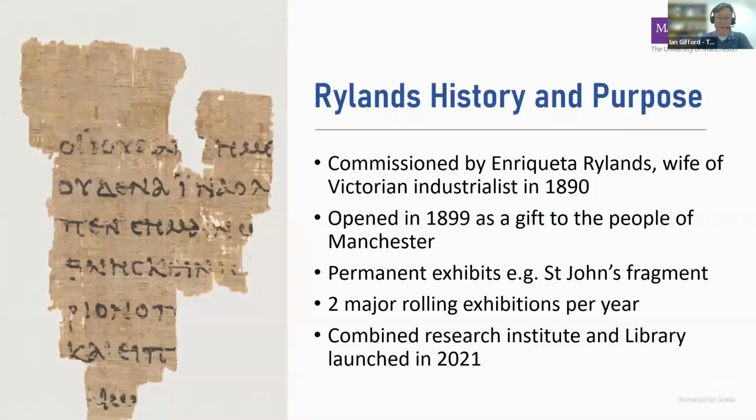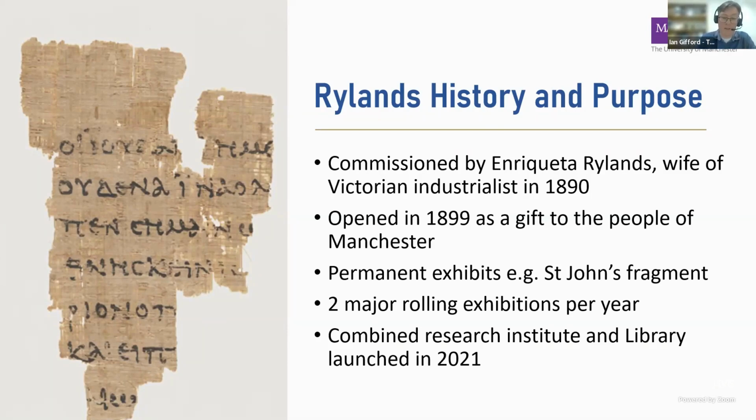And one of our sites is the John Rylands Research Institute and Library, which is home to over 250,000 printed works, over 1 million manuscripts and archival items, the oldest of which dates back to the 3rd millennium BC. The John Rylands Library was first commissioned in 1890 by Enriqueta Rylands in memory of her husband, John Rylands, who was a Victorian industrialist and philanthropist who owned the largest textile manufacturer in the country and left a vast fortune to his widow.